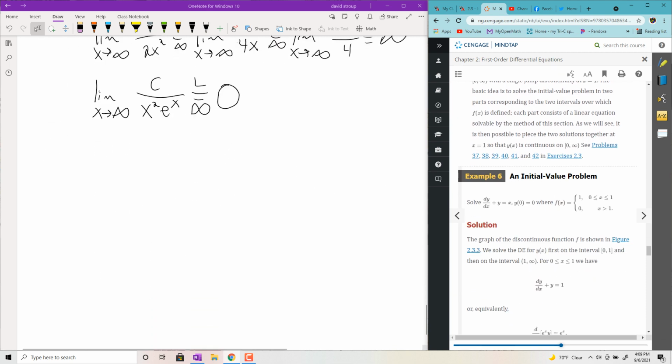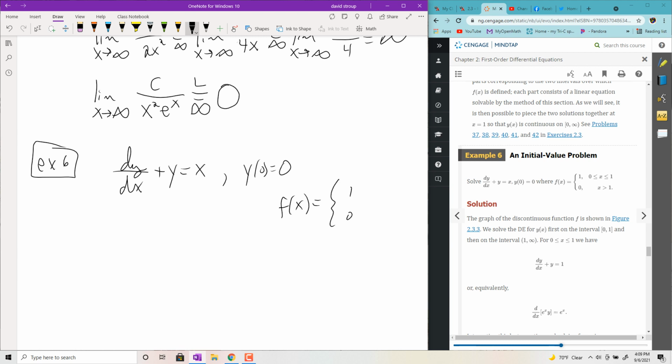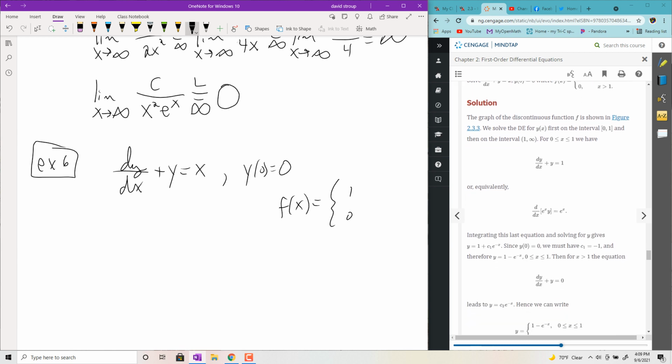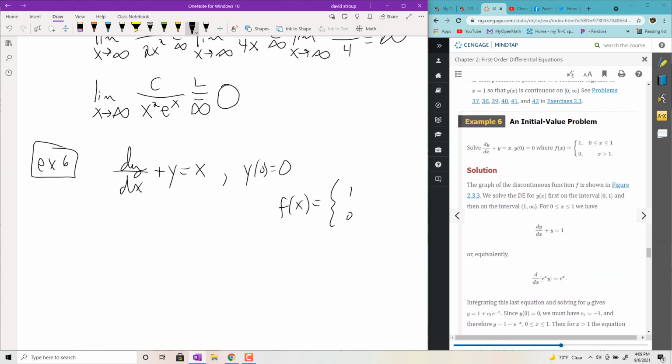Piecewise definitions. Okay, so these are basically two problems for the price of one. So we have this differential equation. y of 0 equals 0, and f of x is two things, 1 and 0. Is that a mistake? They made a mistake in the book. It should be f of x on this side. Okay, so I have 0 less than or equal to x less than or equal to 1, and then x greater than 1 here.